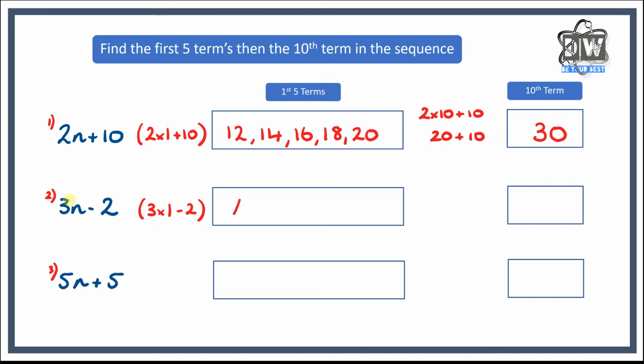And I know it's going up by 3 each time, so I can write the rest of my numbers: 4, 7, 10 and 13. Now let's find out the 10th term. So I'm going to take away the n and input 10. So 3 timesing by 10 minus 2. 3 timesing by 10 gives me 30. 30 take away 2 gives me 29.